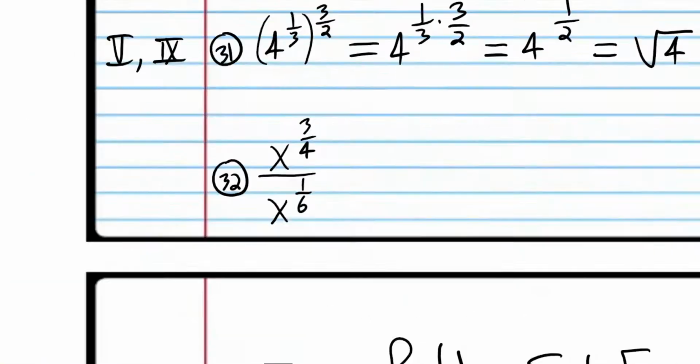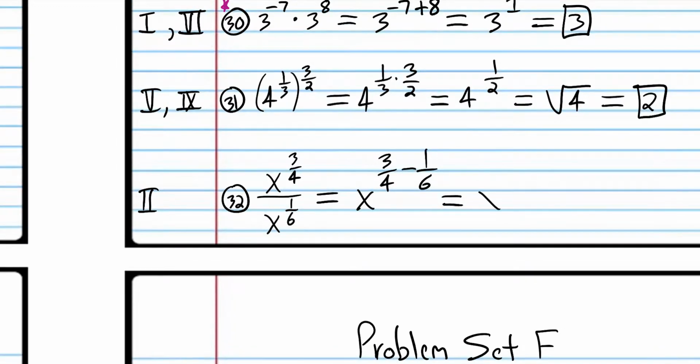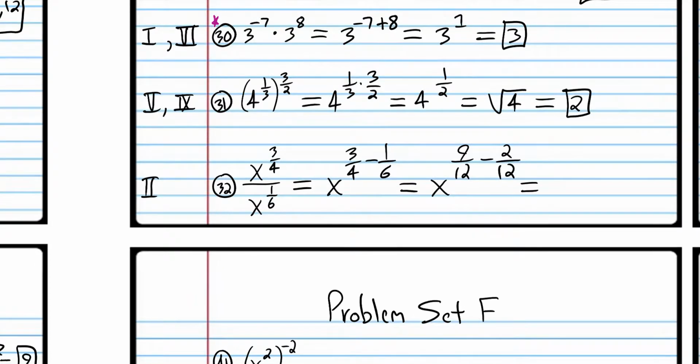All right, we're back. When you're dividing powers, you just subtract the exponents. That's rule number 2. So we have x to the 3/4 minus 1/6. The problem is we don't have a common denominator, so we multiply both parts of the first fraction by 3 to get 9/12, and both parts of the second fraction by 2 to get 2/12. Now we have a common denominator, 12. So 9/12 minus 2/12 is 7/12.